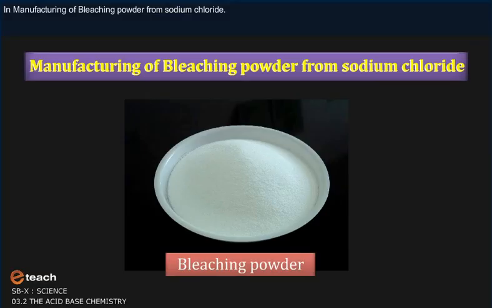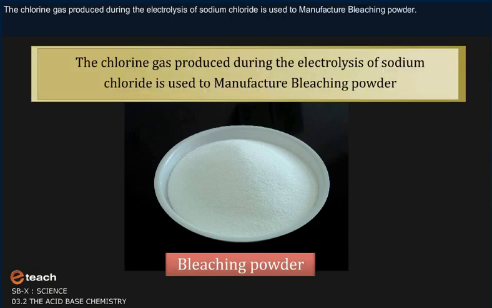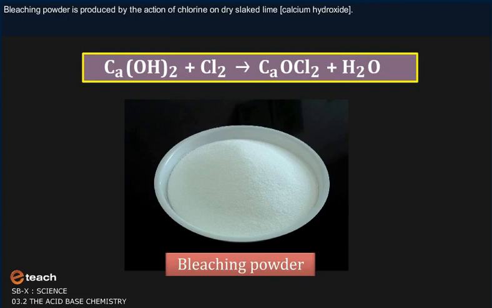In manufacturing of bleaching powder from sodium chloride, the chlorine gas produced during electrolysis of sodium chloride is used to manufacture bleaching powder. Bleaching powder is produced by the action of chlorine on dry slaked lime, which is also called as calcium hydroxide.